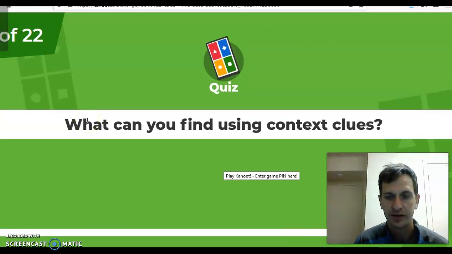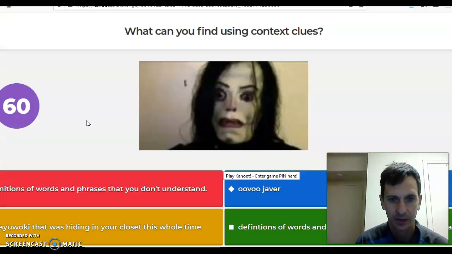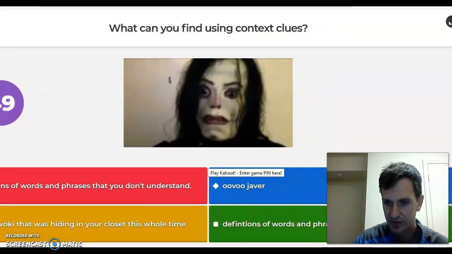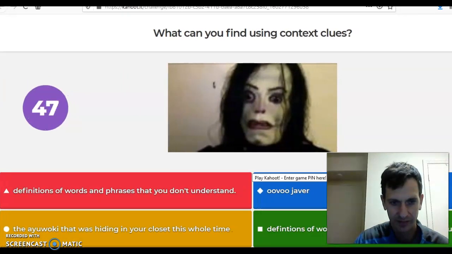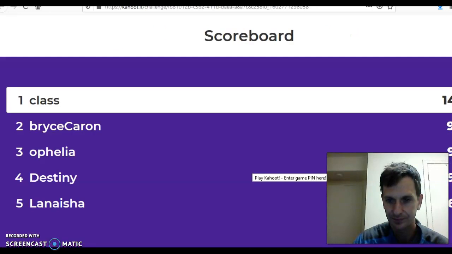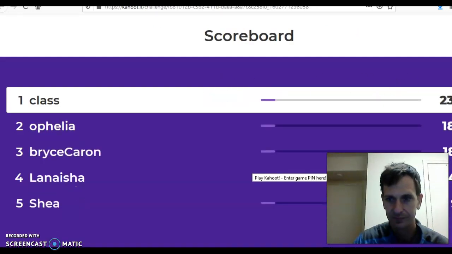What can you find using context clues? Definitions of words or phrases you don't understand. I don't know what that is. I was hiding in a closet the whole time. Definitions of words or phrases that you don't understand. Alright, that's one. Good.